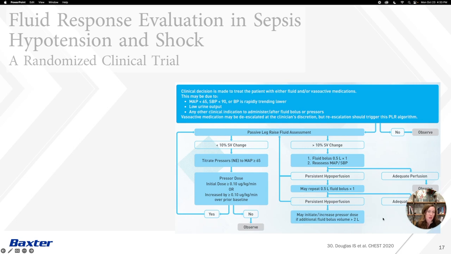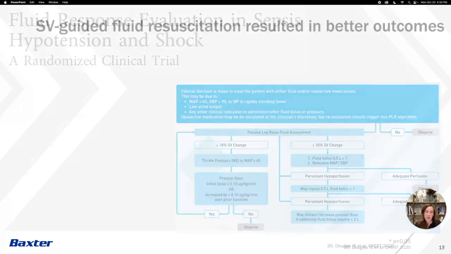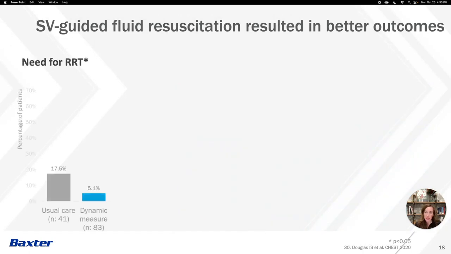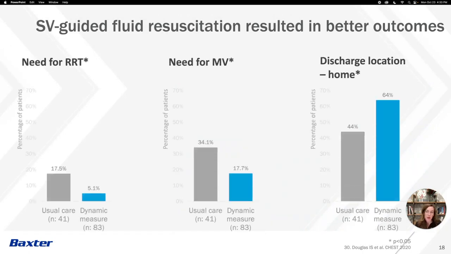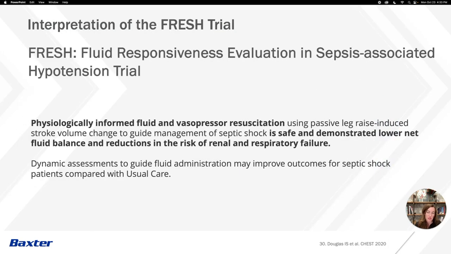So whenever you're asking yourself the question, does my patient need fluids or pressors, it can be really helpful to do a dynamic assessment according to the literature. So let's look at the outcomes. Stroke volume guided fluid resuscitation did result in better outcomes. So there was less need, again, for renal replacement therapy, time on pressors, need for mechanical ventilation. And what's very interesting in the secondary analysis is that more patients were actually likely to be discharged home, which is much better than being discharged to a skilled nursing facility.